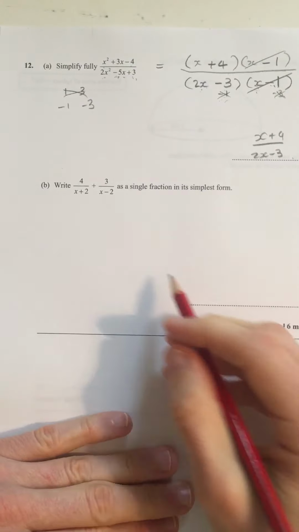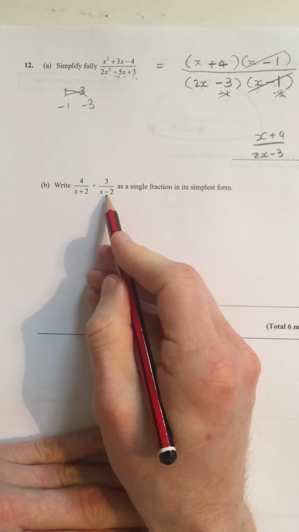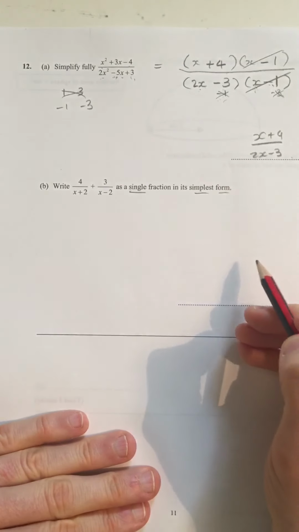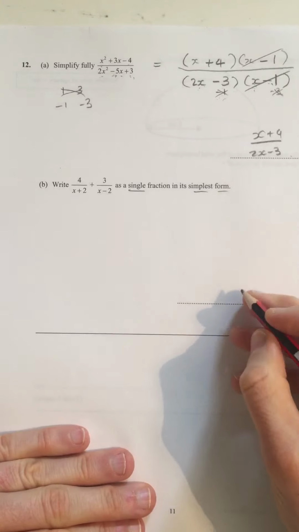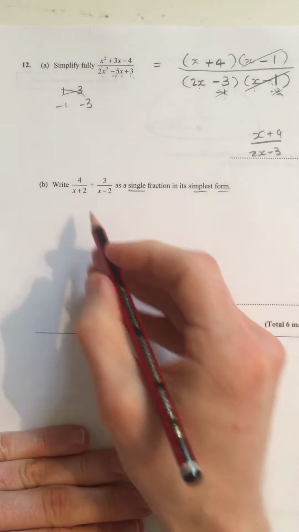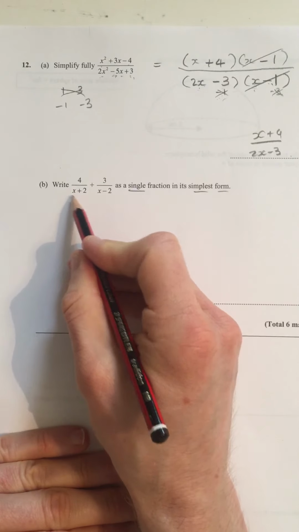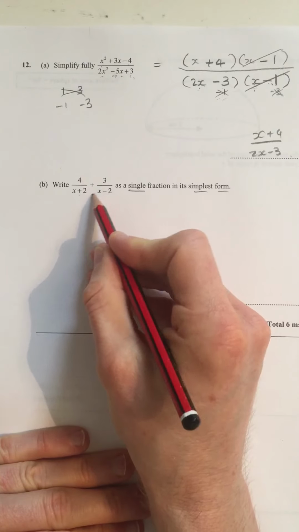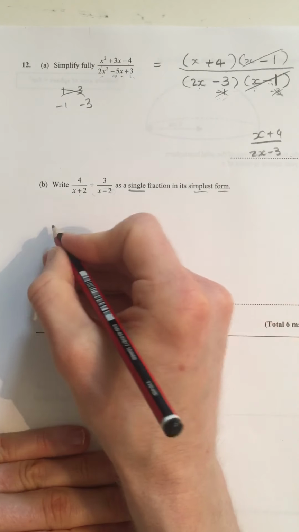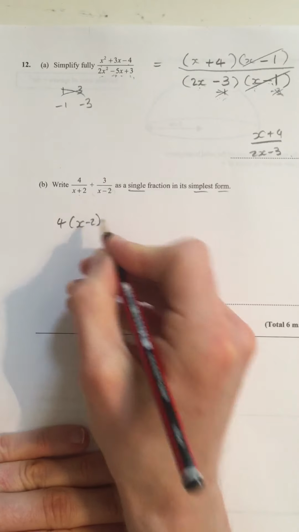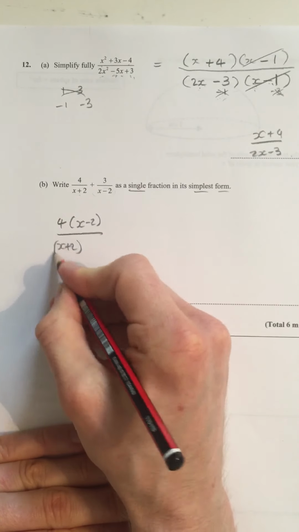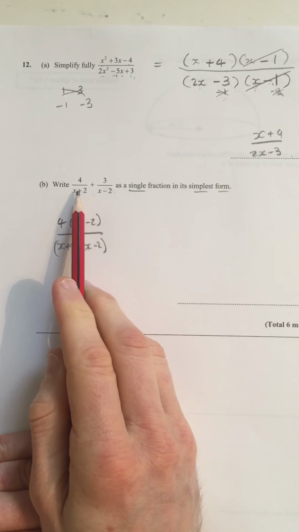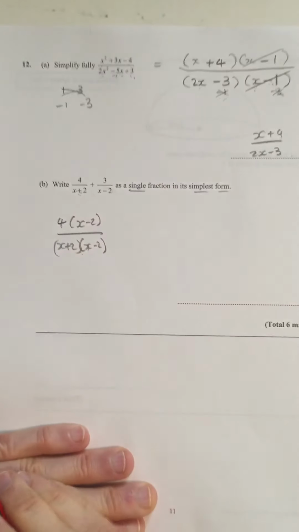For part B, we want to express these 2 fractions being added together as a single fraction in its simplest form. So we want to add these 2 fractions together, so we want a common denominator. So at the moment I've already got an x plus 2 on the denominator here, so I want to times top and bottom by x minus 2. So if I do that, I'll get 4 lots of x minus 2 over x plus 2 times x minus 2. So that is my new equivalent fraction to the 4 over x plus 2.